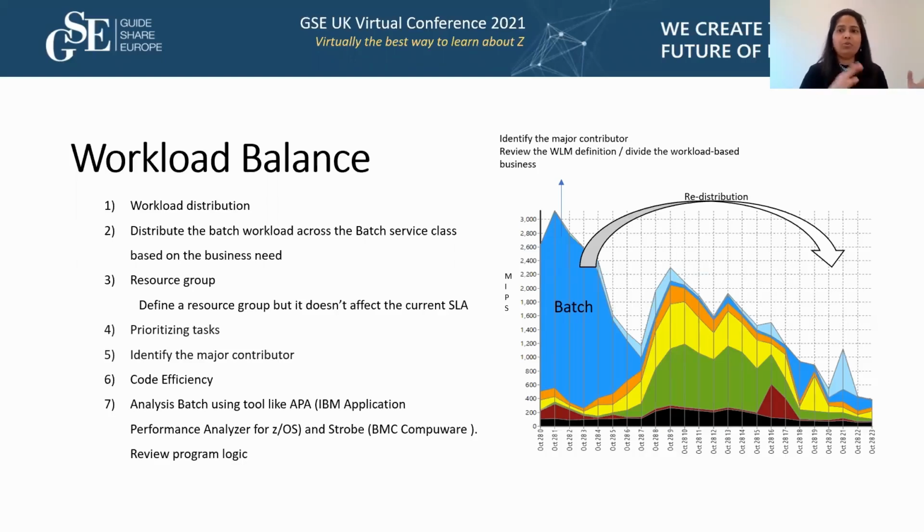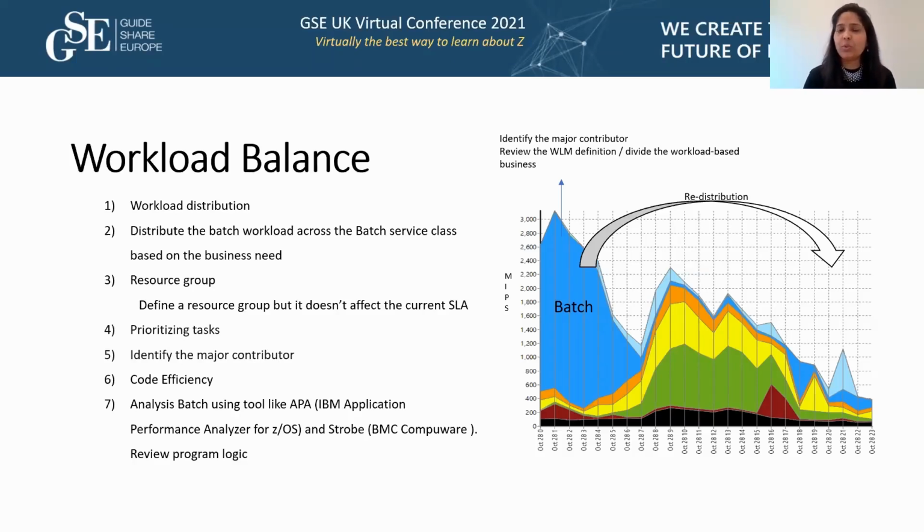Whatever I said, moving some batch from here to there, making resource group level capping to reduce your batch usage, or dividing some batch into test batch, it's all a solution, but it's not a permanent solution when it comes to batch optimization. But if you really want to do batch optimization, we have wonderful tools from IBM like APA, IBM Application Performance Analyzer, and Strobe.